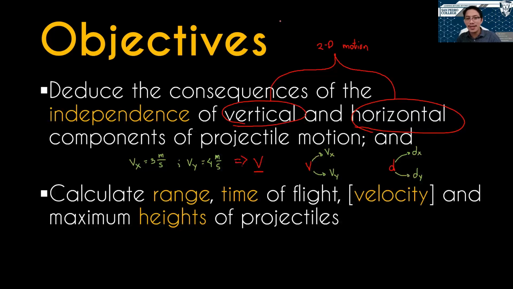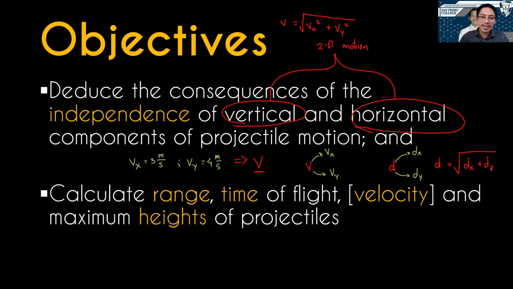So if you are going to get the resultant velocity, that is just the square root of Vx squared plus Vy squared. That's all, right? Same with our discussion on vectors. If you're going to get the resultant displacement, just take the square root of d sub x squared plus d sub y squared. Again, it is a two-dimensional motion.